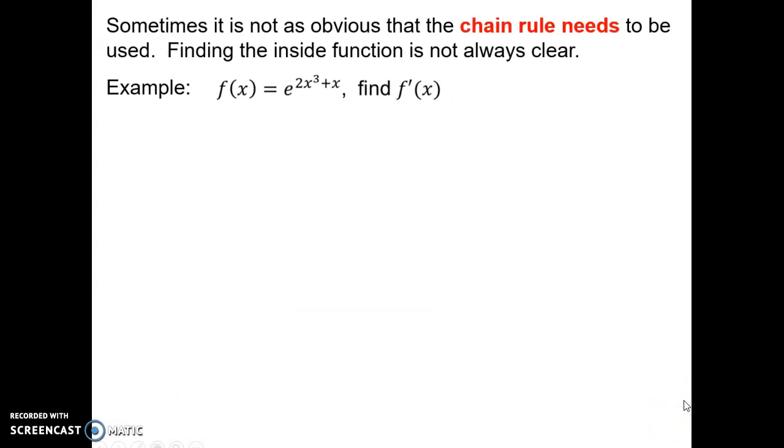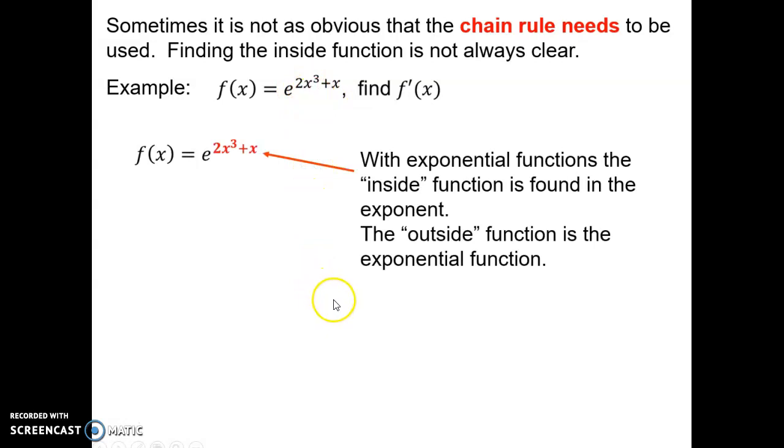All right, sometimes it's not so obvious that we can see the chain rule here. But again, I'm going to use Newton's way to find the derivative here. Again, the inside function is actually the exponent. It is a cubic inside an e function. The outside function is the exponential function of e. So how do we take the derivative of e?